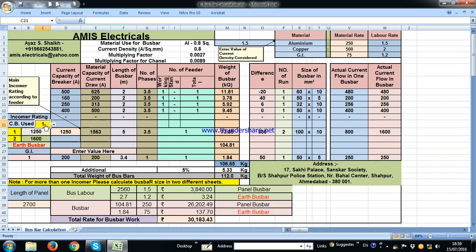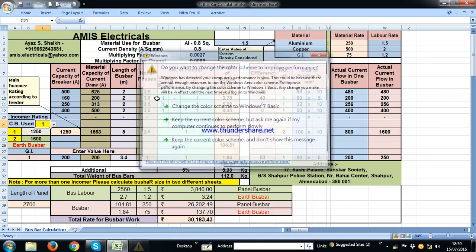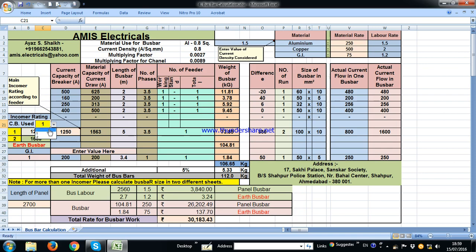Suppose in incoming rating we are using a circuit breaker. If we are not using any kind of circuit breaker, then there is nothing. Suppose we are using one as a circuit breaker. Here we have two ratings for the circuit breaker, the actual rating and the higher rating. Suppose we are using circuit breaker 1, so we are getting 1250 ampere, and the length of busbar is 5 meter, and 3.5 is the number of faces. Number of feeders is 1. Okay, and the weight of a busbar is 73.85.